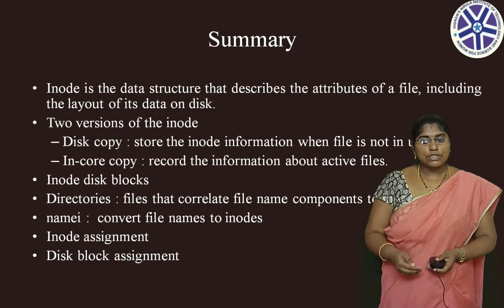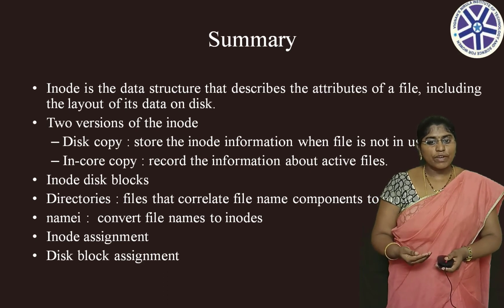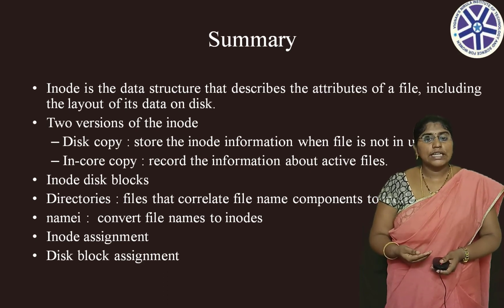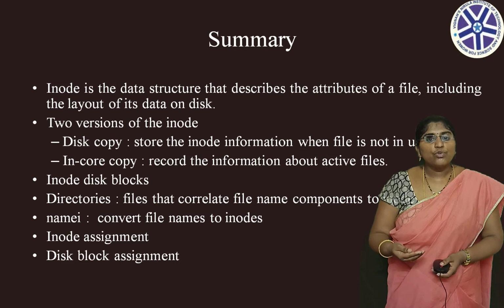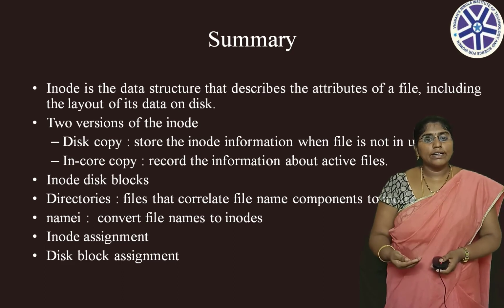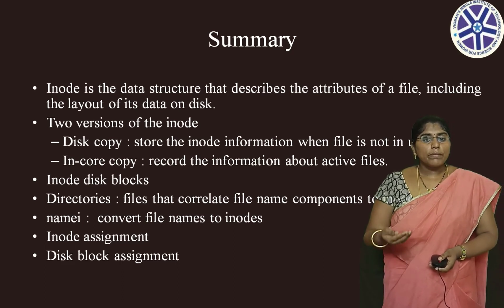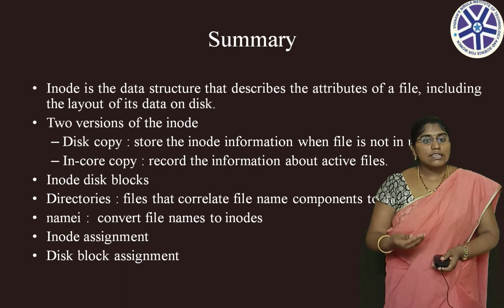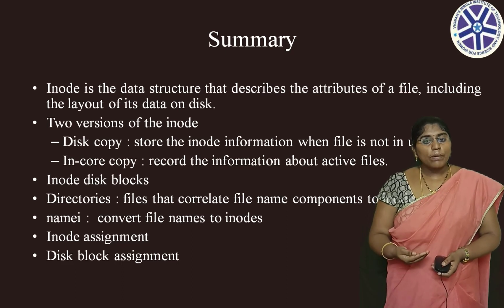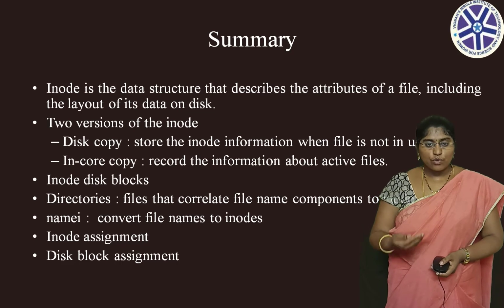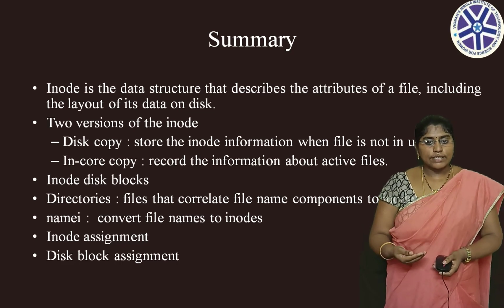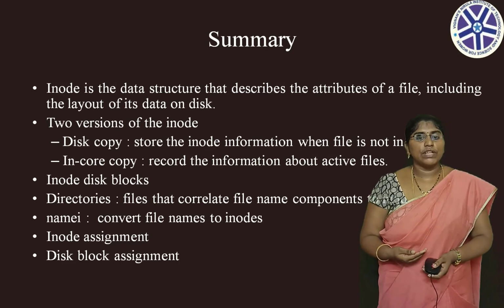Inode is the data structure that describes the attributes of a file, including the layout of its data on the disk. And here we can take two versions of the inode, disk copy and in-core copy. Disk copy means it stores the inode information when the file is not in use. In-core copy means it records the information about all active files, the current version of the inode.